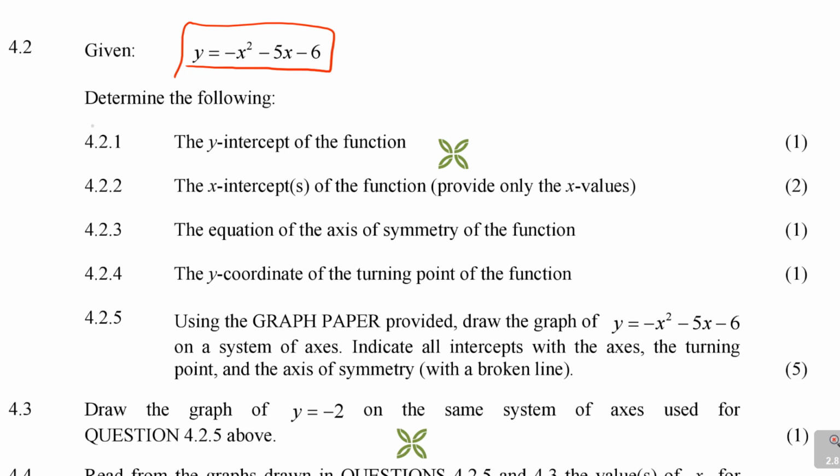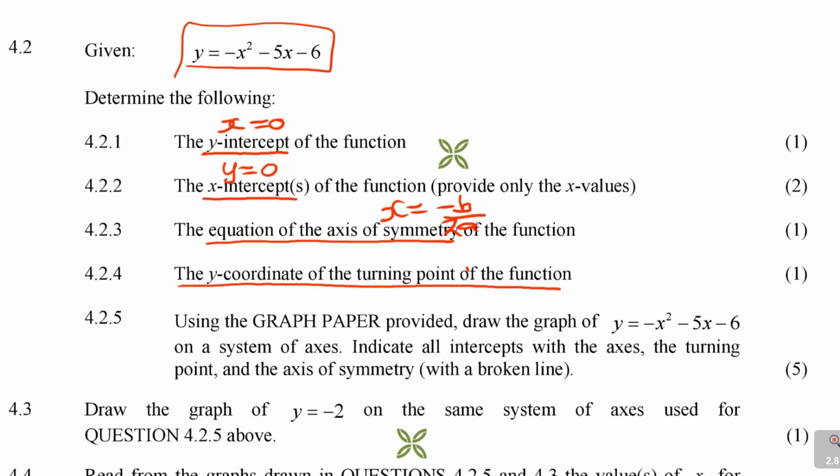Now come back here, determine this, the y-intercept. Don't forget, when you see that word y-intercept, come then write x is equal to 0. They will ask you the other one, the x-intercept, y is equal to 0. The equation for the axis of symmetry, x is equal to minus b over 2a. You see, I'm just writing that. The y-coordinate of the turning point of the function is based on me getting that value of x and using it there. So now, let's go step by step.